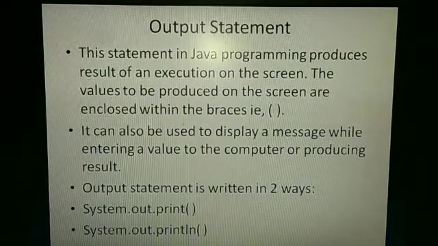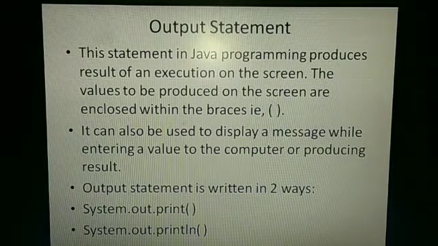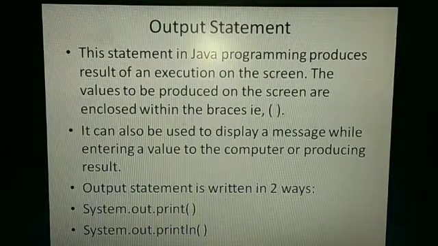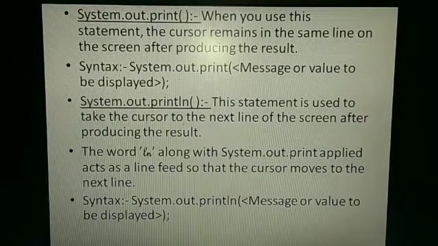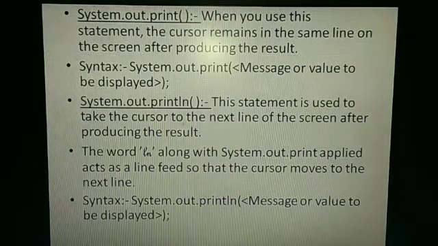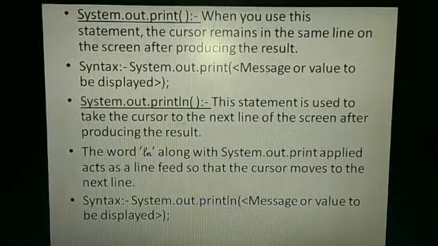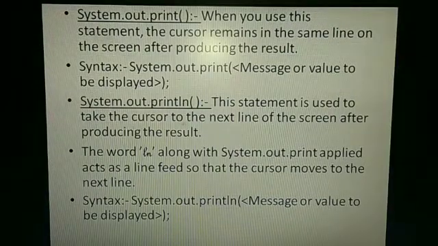Then comes the output statement. You know the two output statements that we use in Java programming, that is System.out.print as well as System.out.println. What is the difference between System.out.print and System.out.println?